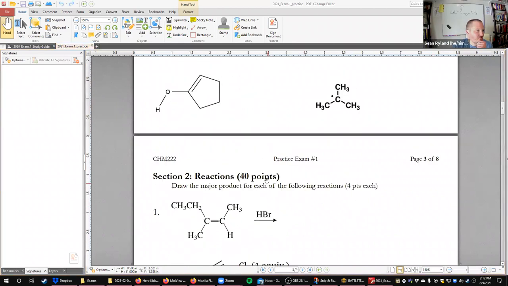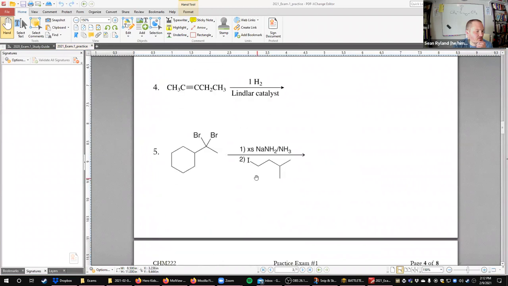Section 2, number 5. So this is a two-step one, right? Neither of the steps is that hard, but it gets hard keeping track of the total number of carbons. So the way I would check my answer on this one is, I know vaguely what this is going to be: take all of the carbons and stick them together, and do a substitution at the end.